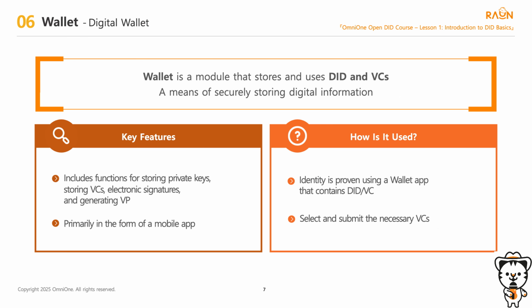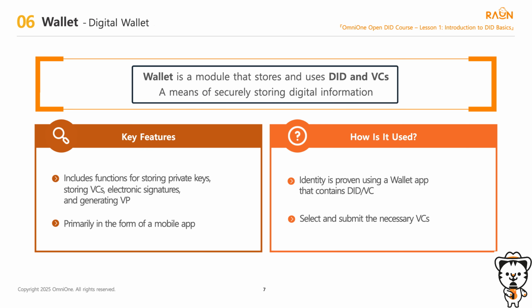Next up is the concept of the wallet. A wallet is, simply put, a digital wallet. It stores your DID and VCs securely and helps you use them. It's the secure container for all your identity data. From the user's perspective, you need a secure place to store your credentials and use them safely. That's what the wallet is for.